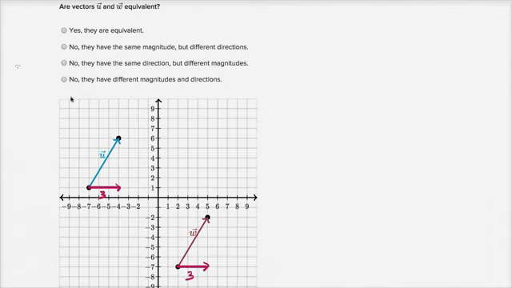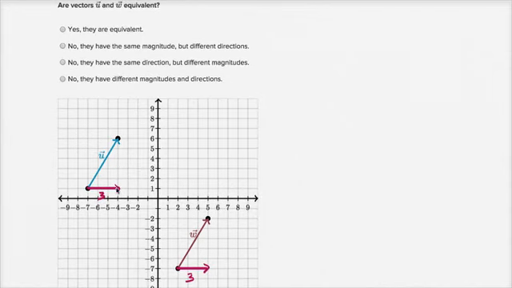And so our change in y, what is that going to be? Well, on this vector we're going from y is equal to 1 to y is equal to 6. So our change in y is a positive 5. And then the change in y over here also is a positive 5. We go from negative 7 to negative 2. So notice our change in x is the same, a positive 3. Our change in y is the same, positive 5. So that lets us know that we have the same magnitude and direction. And so these are equivalent.